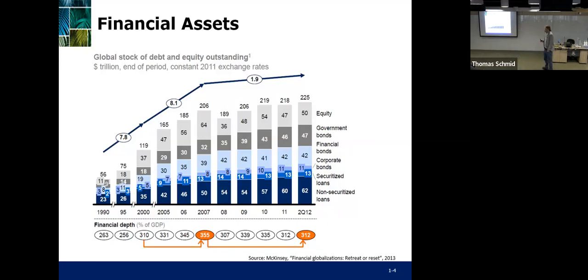Okay? So this is the time trend here. The second thing I want to show you in this picture is actually the composition of financial assets. So let's just look at, I don't know, probably we stick to 2010. So the total financial assets is 219 trillion. Okay? Now we can divide that into different classes: equity, government bonds, financial bonds, corporate bonds, securitized loans, non-securitized loans.